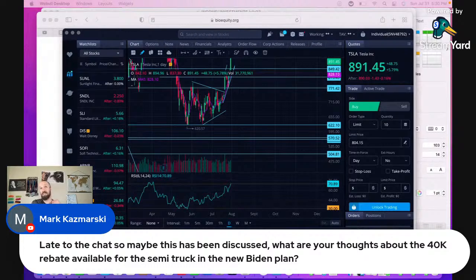And don't forget, it's $40,000 or 30%, whichever number is lower. So I think the semi they said is going to start at 150. So technically 30% would be about $50,000. So 40,000 would be what it's credited there. But if Tesla does end up coming down with the price on a semi, it may be less than 40,000.